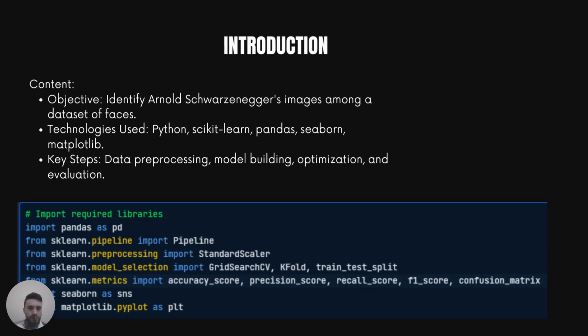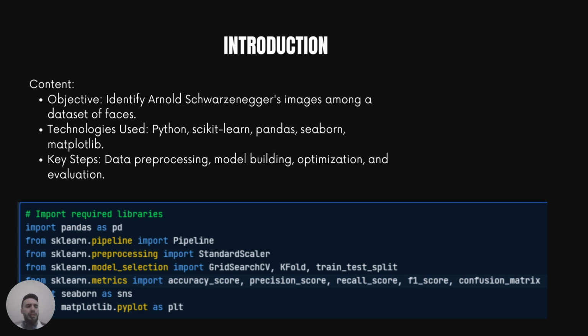As we can see, the objective we said, the technologies we're going to use are Python for the programming language, the scikit-learn library, pandas for reading the data set, and seaborn and matplotlib for plotting the result. We're gonna see a confusion matrix in the result, and we're gonna talk about it.